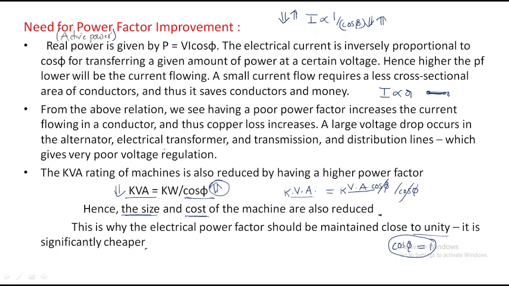Okay. So the need for power factor improvement is, in the first point, if the power factor is low, it will take more current, and the cross-sectional area of the conductor will increase.